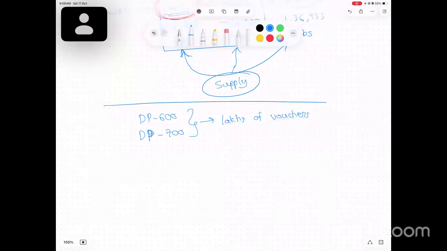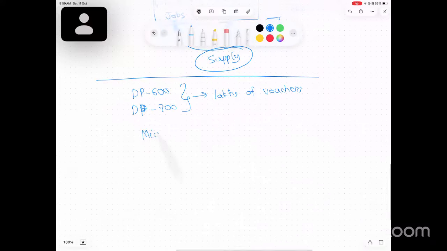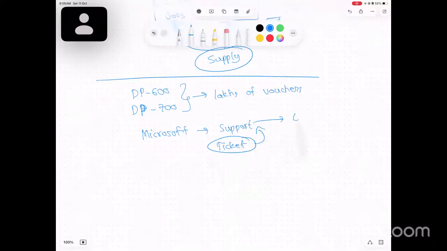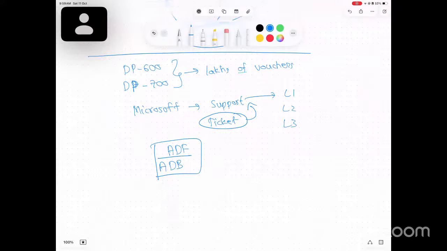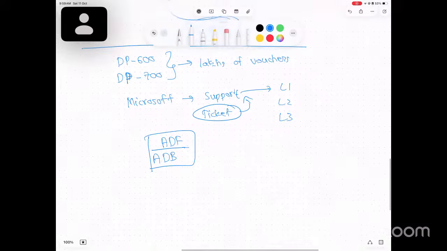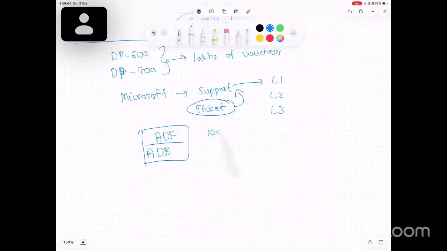That is first. Now, the second aspect is that Microsoft has support teams. Let's say you get an issue with Databricks or Data Factory, you raise a ticket, and it goes to the support team. In the support team you have different levels, L1, L2, L3. In Microsoft support, there were so many hirings for Data Factory and Azure Databricks, and hiring is still happening very aggressively. Recently, in one of the Microsoft offices, they suddenly got a headcount approval for more than 100 plus.